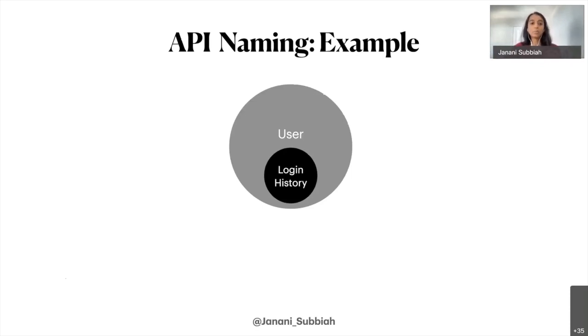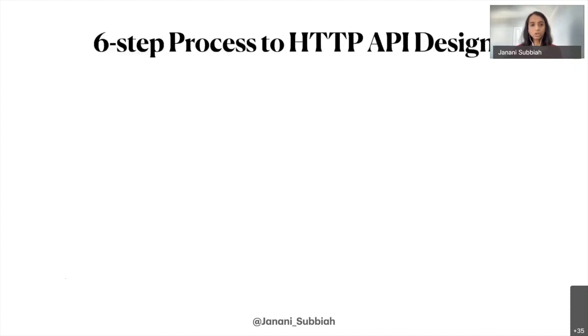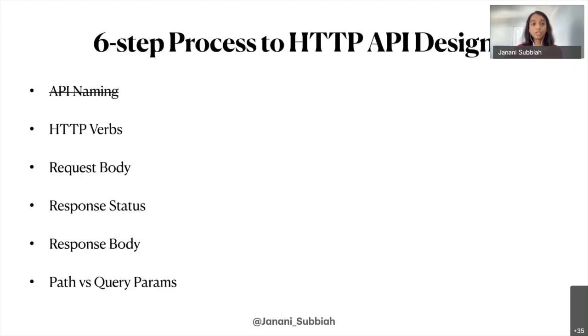So if I were to come up with URIs, this would be a URI I would use for representing login histories for any given user with user ID. The user ID there is replaceable with whichever user ID is in context. And if I wanted a representation for a specific login history ID for a given user, this is an API I would use, where the user ID and login history ID will be replaced by the specific user and login history ID. So we're done with the first step of HTTP API design.